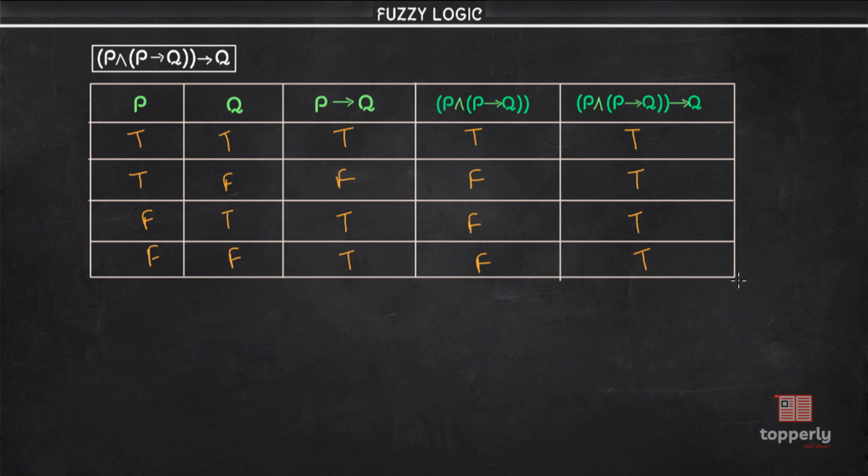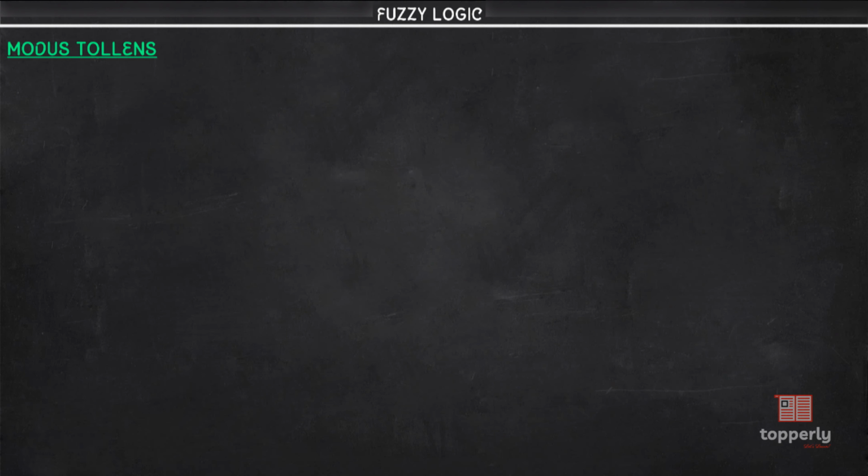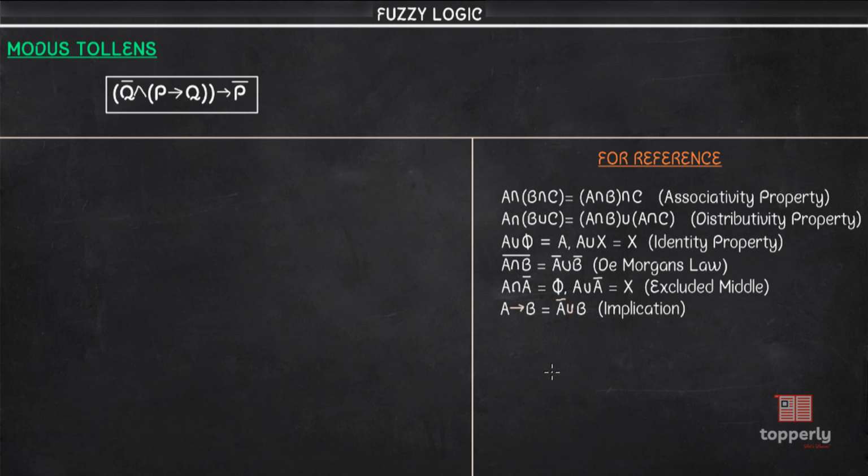Next, we'll move on to the next tautology, which is Modus Tollens. The Modus Tollens tautology is given as Q bar conjunction P implies Q, the whole thing implies P bar. So let's take a look at the proof of this tautology. And as usual, I have put forward the properties for your reference. So let's start with the proof.